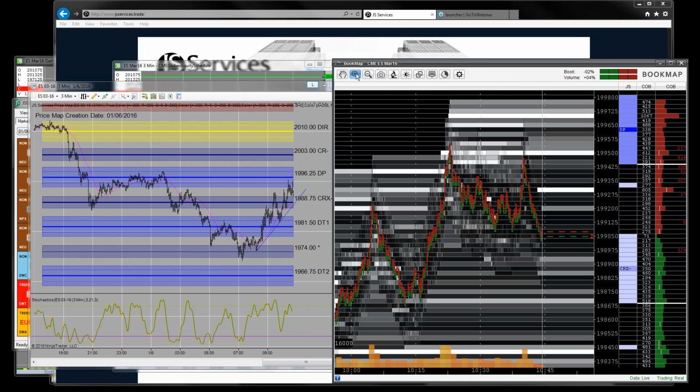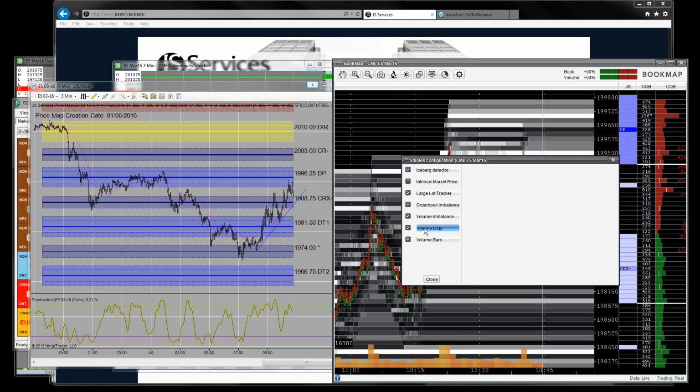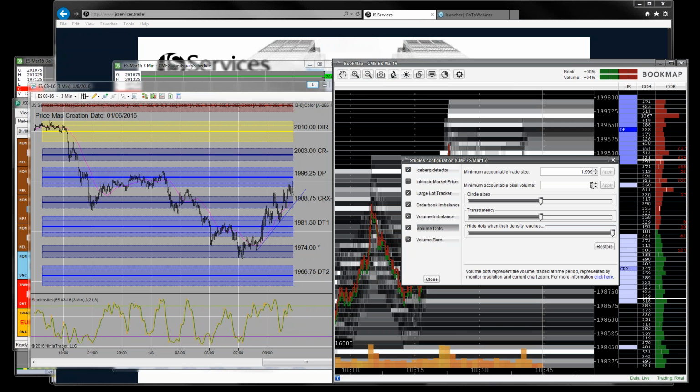All right, got a few questions for you. Nick is asking about how you use the volume dots. Do you use the BookMap with the large volume dots, or do you find that is not helpful? I like large volume dots.